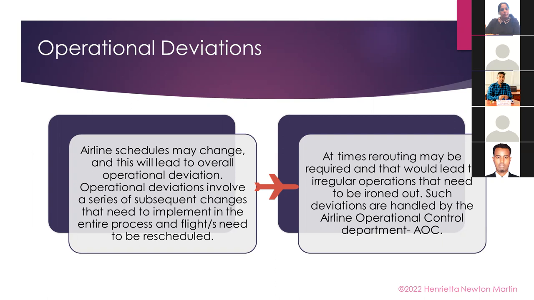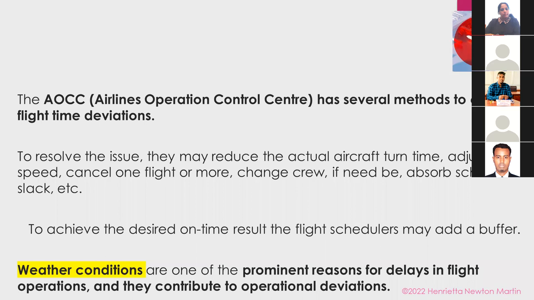Operation deviation involves a number of subsequent changes, because if there are changes in the flight schedule, that means there will be changes in the airline operations. In case, due to weather, there is a flight delay, again there would be delay in the flight operations, in the flight takeoff and landing at whatever particular destination. Next is, again, the airline operation control center. They have several methods to counter flight time deviations.